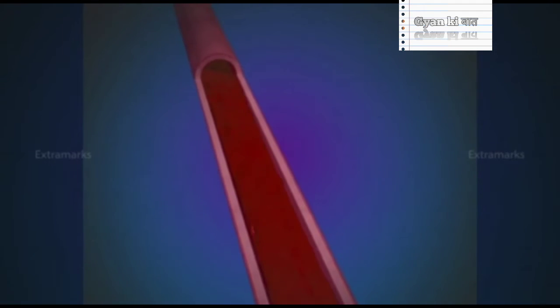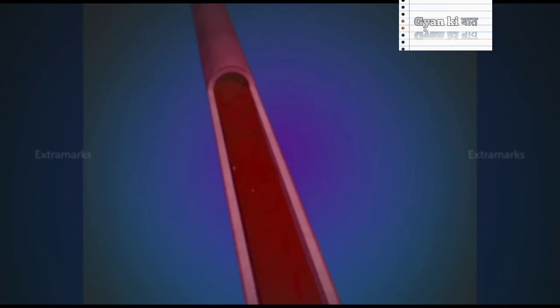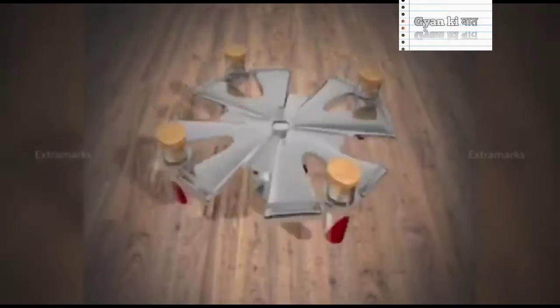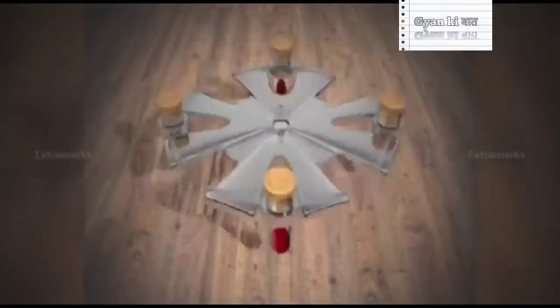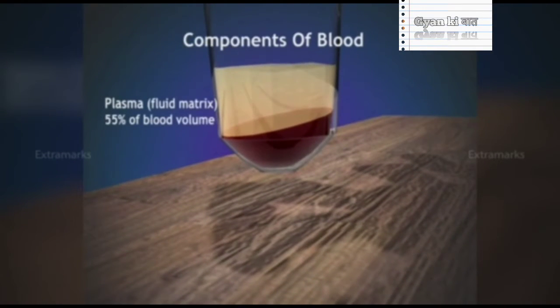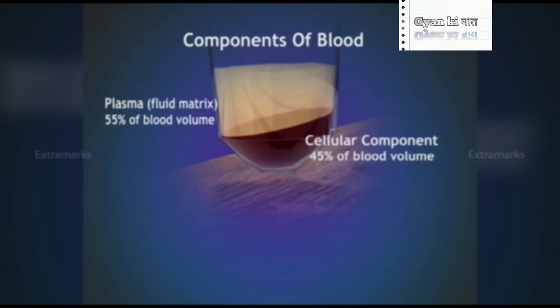Blood is a specialized connective tissue that consists of fluid, matrix, plasma, and formed elements. If we centrifuge and try to separate the fluid matrix from the cellular components, we will find that nearly 55% of blood volume is plasma, while the remaining 45% is taken up by the cellular components.